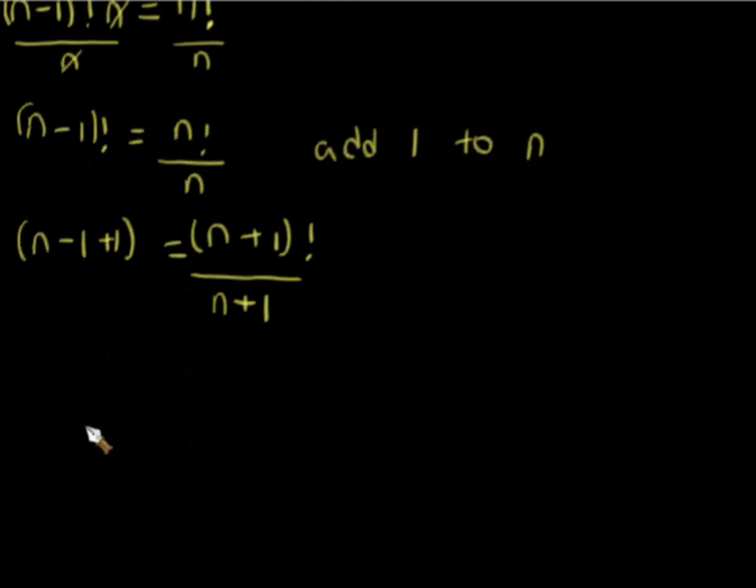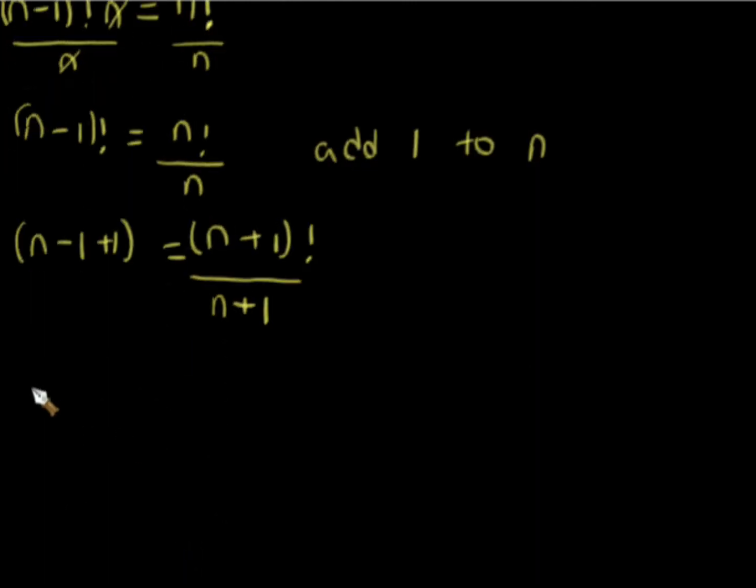So on this side of the equation, n minus 1 plus 1, we are left with just n. So minus 1 plus 1 cancel out, and that gives us 0. So we are left with just n. And on this other side of the equation, we are left with n plus 1 factorial all over n plus 1, right? So let's work this up into our proof of the 0 factorial.